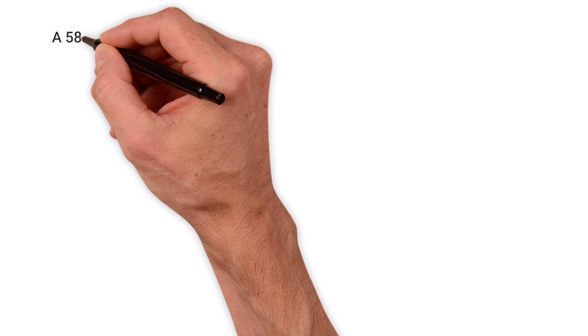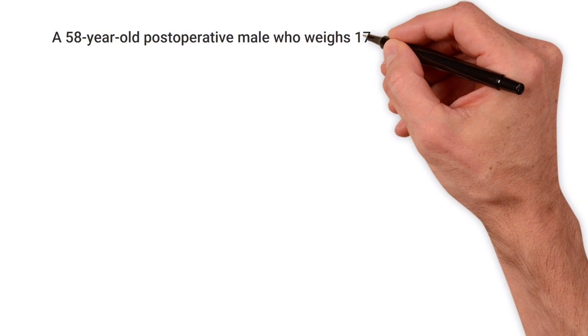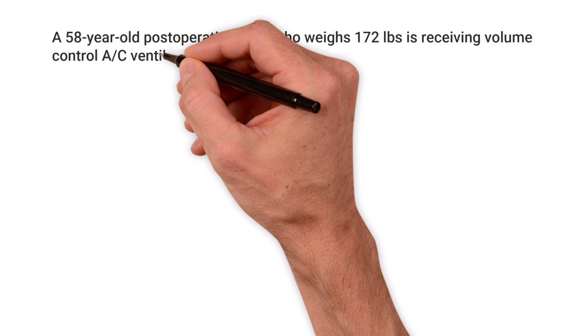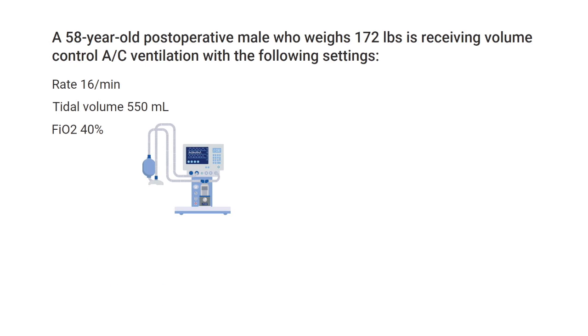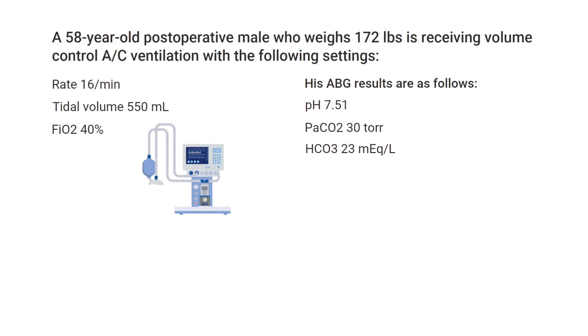A 58-year-old postoperative male who weighs 172 pounds is receiving volume control assist control ventilation with the following settings: rate of 16 breaths per minute, tidal volume of 550 milliliters, and FiO2 of 40%. His ABG results are as follows: pH of 5.1, PaCO2 of 30, bicarb of 23, base excess of -1, PaO2 of 117, and an SaO2 of 99%.